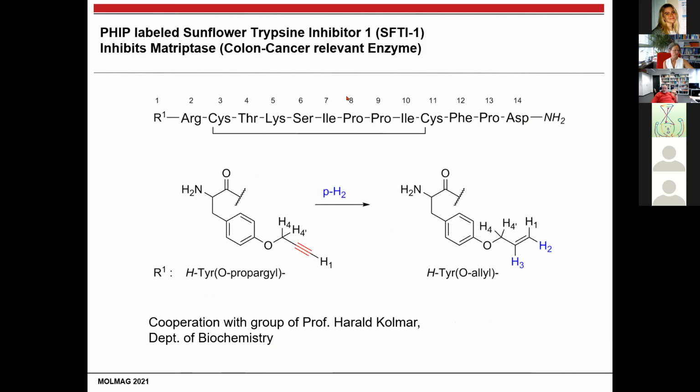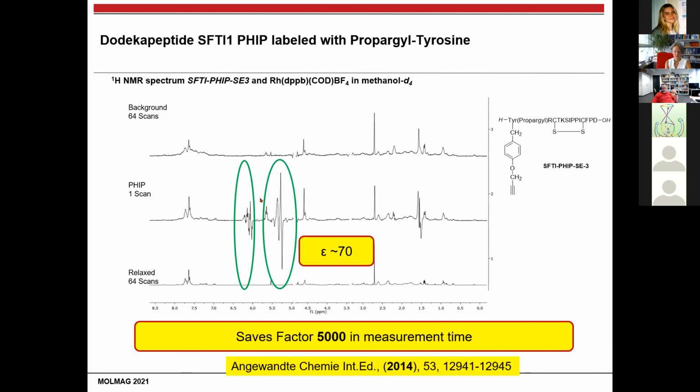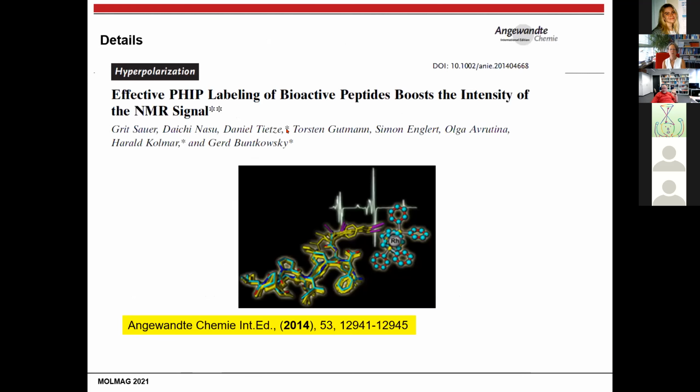Okay, so now we use our spin label and insert it here in the SFTI chain. And then we did the experiments once more, and also in the SFTI chain, we still found enhancement factors of about 70. And a factor of 17 enhancement means about a factor of 5,000 in measurement time. So this was quite a nice result, which was then published in 2014.